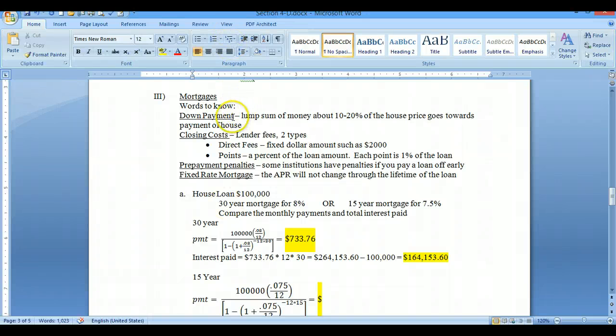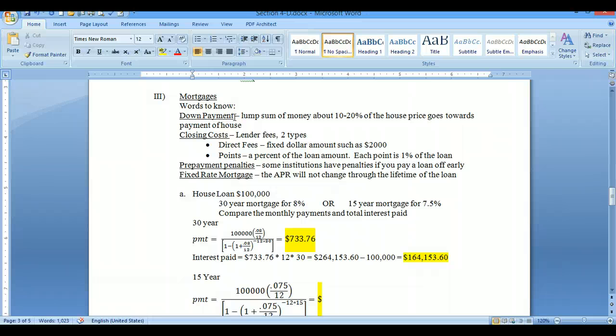A down payment is the lump sum of money, usually about 10 to 20% of the house price, that goes towards the payment of the house right up front. Then during this negotiation, you also have closing costs. These are the lender's fees. There's two different types. A direct fee is a fixed dollar amount, such as just saying $2,000 as soon as everything goes through. There's also points.